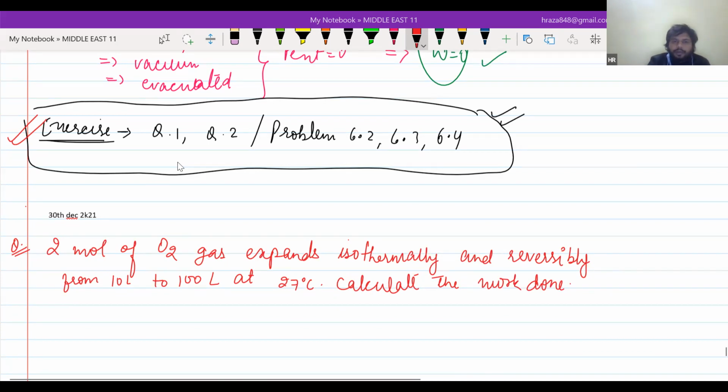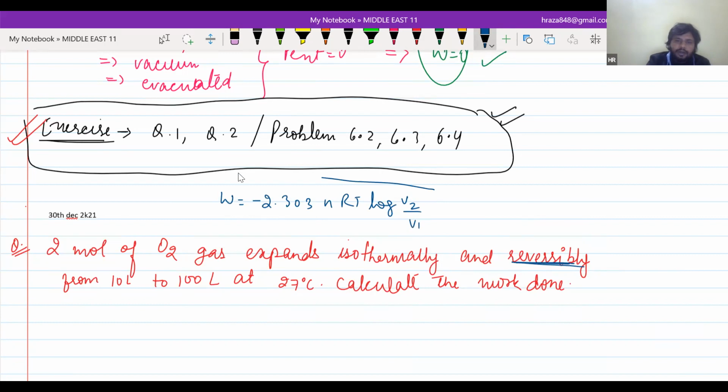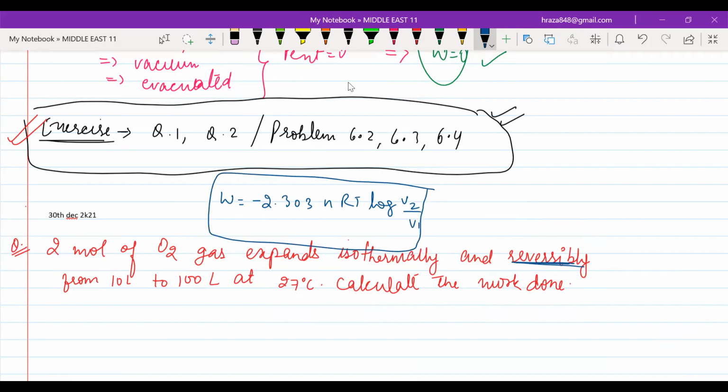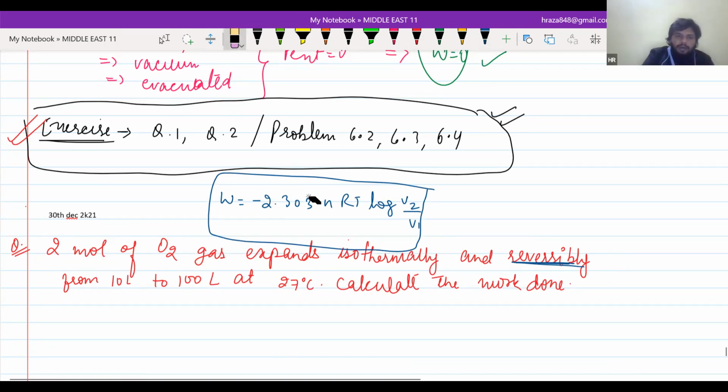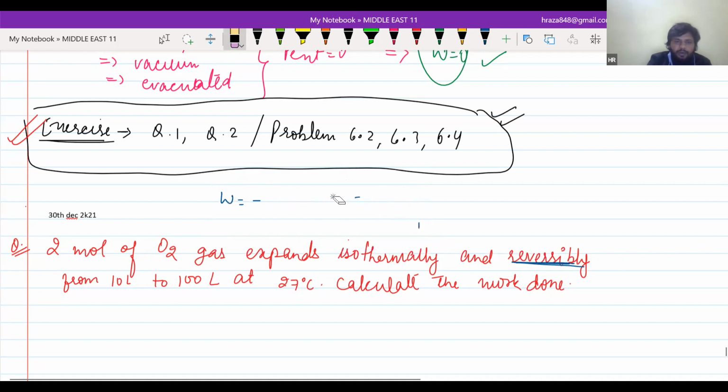Ifra, Krishna, and Fawaz, can you do this question? Trying. Okay. Since here it is written reversibly, that means reversible process, and we will use the formula of work done in reversible process. That was, if you remember, minus 2.303 nRT log V2 upon V1, right? Sir, what value of R we have to take? 8.3, wait a minute, I'm telling you. Yes, you can take 8.314.